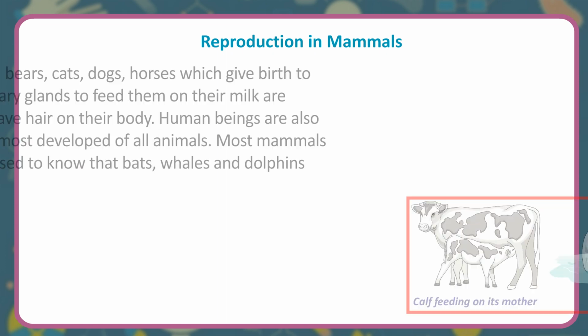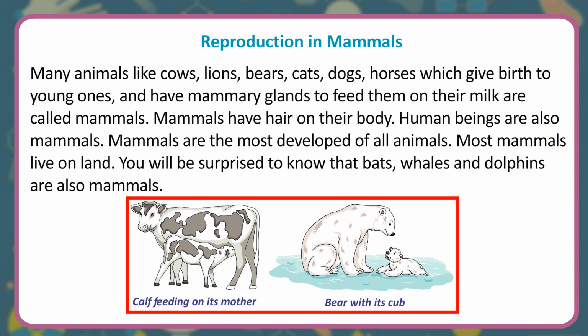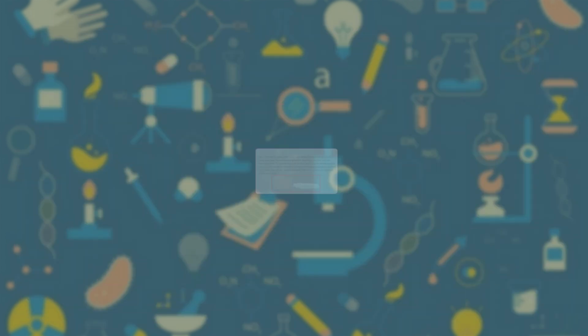Reproduction in mammals. Many animals like cows, lions, bears, cats, dogs, horses which give birth to young ones, and have mammary glands to feed them on their milk are called mammals. Mammals have hair on their body. Human beings are also mammals. Mammals are the most developed of all animals. Most mammals live on land. You will be surprised to know that bats, whales and dolphins are also mammals.